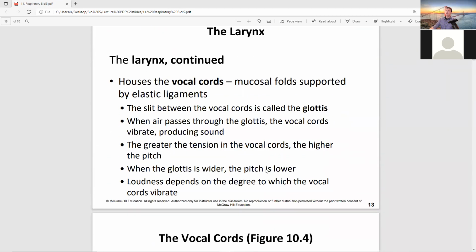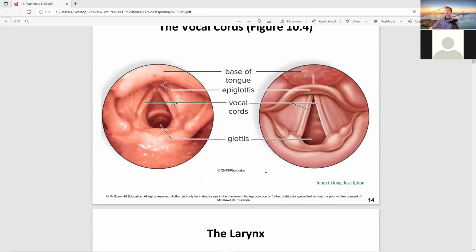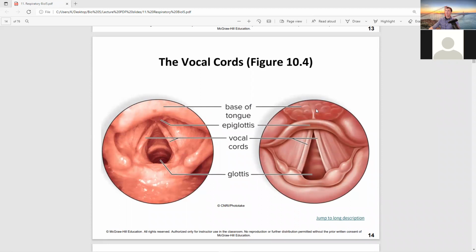The larynx houses the vocal cords, which are mucosal folds supported by elastic ligaments. The slit between the vocal cords is called the glottis. When air passes through the glottis, the vocal cords vibrate, producing sound. The greater the tension in the vocal cords, the higher the pitch. When the glottis is wider, the pitch is lower, and loudness depends on the degree to which the vocal cords vibrate. So here's an image of the vocal cords. We have the base of the tongue, we have the epiglottis, and then those vocal cords, and then the glottis.